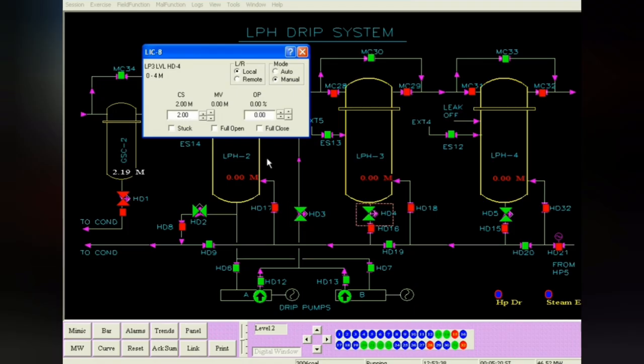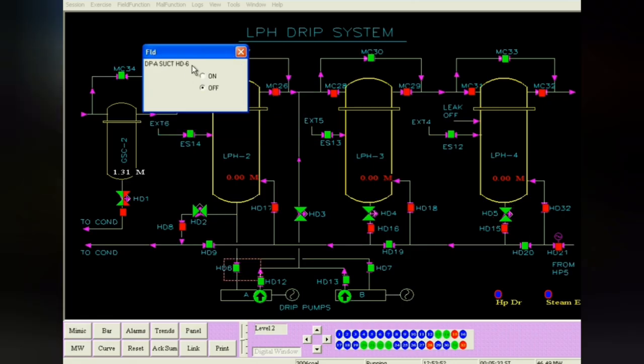Then we open the suction valve and the discharge valve of the drip pump also. There are two drip pumps, so we open both the suction and discharge valves of both the pumps. You have a control valve on the drip pump discharge side also, which goes into the main condensate line, and that valve also has to be put on auto.